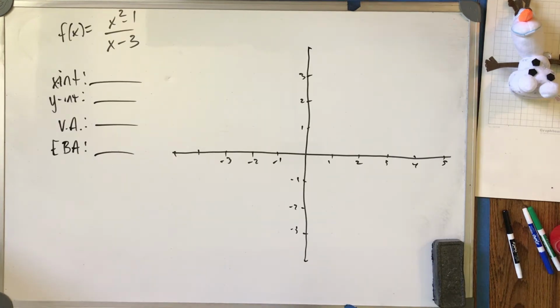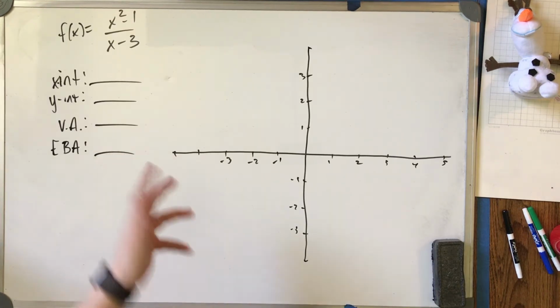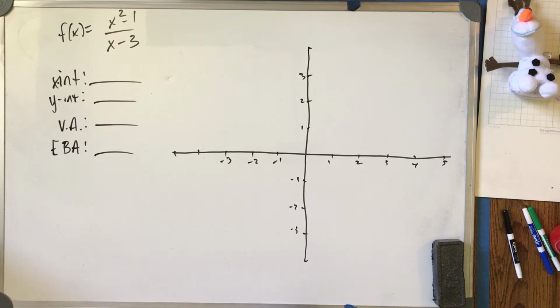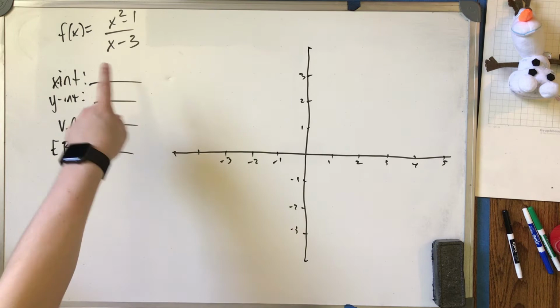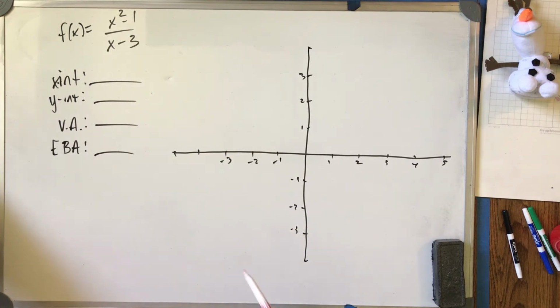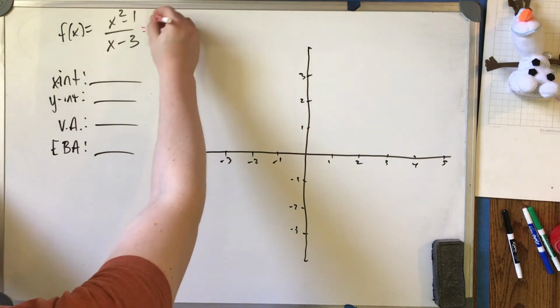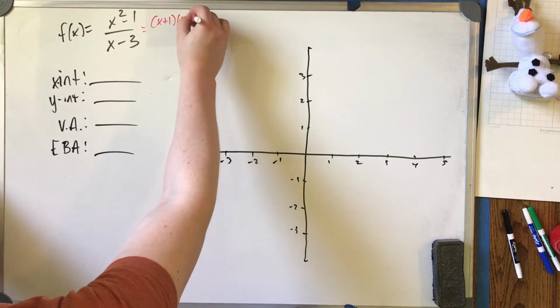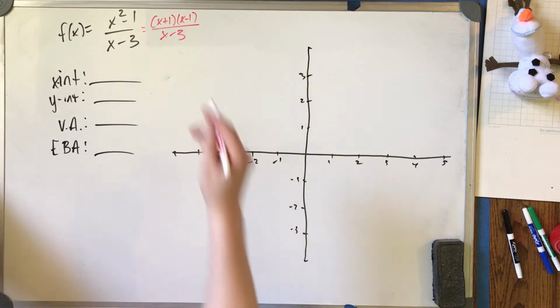All right, we got a flashback to chapter 2. We're going to analyze this rational function, and then we're going to try to see if we can write a whole bunch of limits for it. Super exciting. So I have this up here, x squared minus 1 over x minus 3. First thing I'm going to do is factor everything, top and bottom. That's just to make sure we don't have any holes.